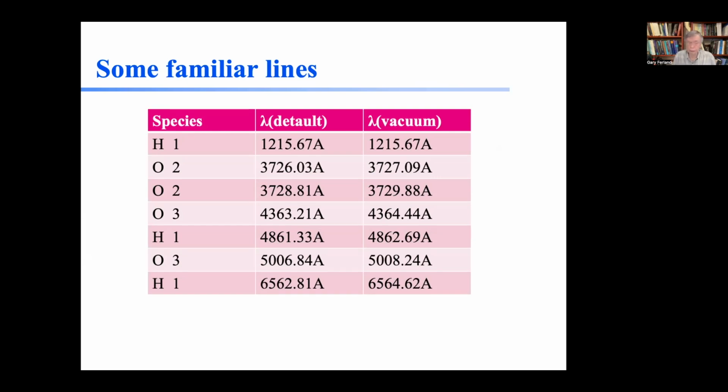So here are some examples. This is the Lyman alpha line. That's unambiguous because it's a very short wavelength, so it's always reported in vacuum. Here are some very familiar lines. The strongest line frequently in the optical spectrum is O III 5007, and that's what I memorized from my youth. And in vacuum it is 5008.